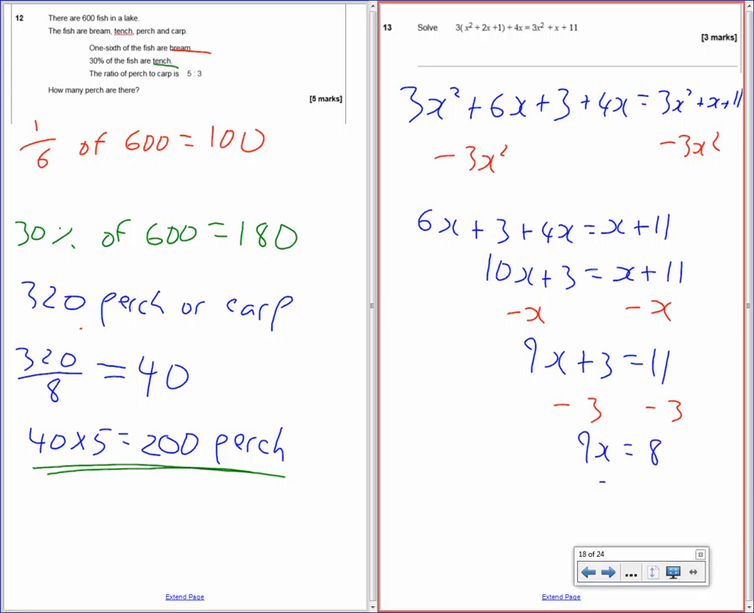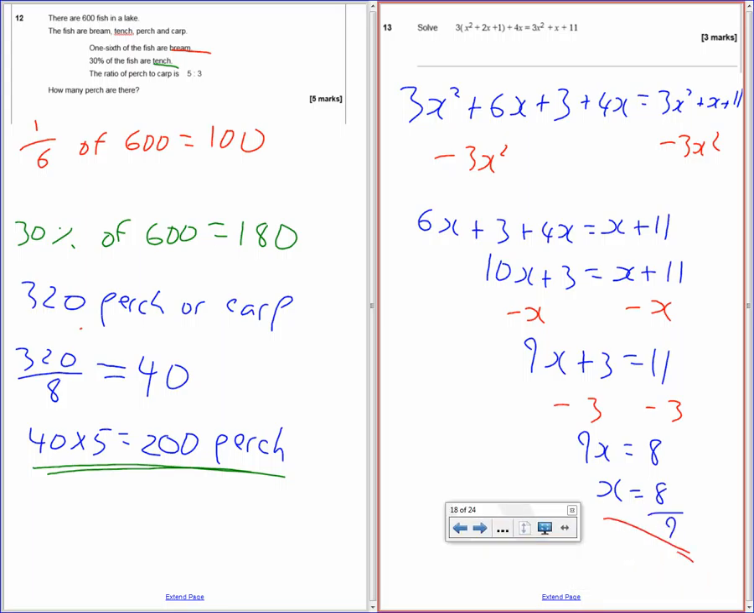So x must be 8/9. And finally, the fact not to try to put those as decimal fractions is more accurate than leaving it as a recurring decimal.